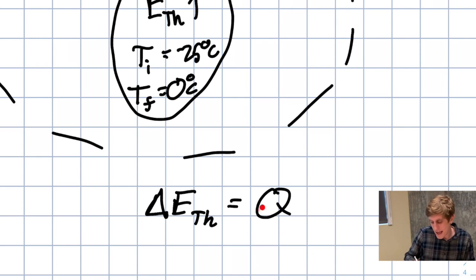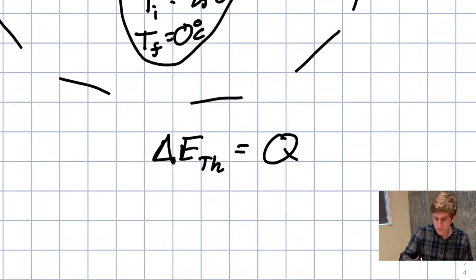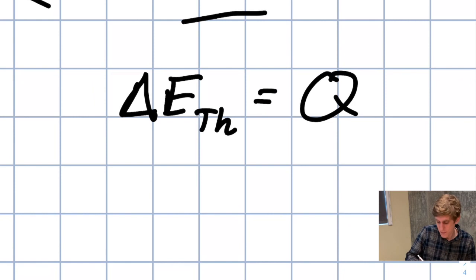We want to know this number, which is how much energy we have to put into the system in order to raise the temperature of the ice from negative 25 degrees Celsius to its melting point, 0 degrees Celsius. So to do that, all we have to do is calculate this number, delta E thermal. So we expand it using MC delta T.